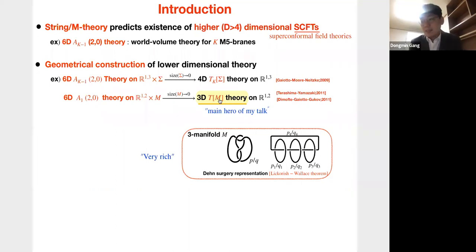Unlike a 2D Riemann surface, the topology of a three manifold is very difficult to visualize, but fortunately there is a very well-known way to visualize a three manifold, which is called the Dehn surgery representation. It is given in this way. To construct a three manifold, we choose some knot or link. Knot means that there is only one component, and if there are several components, I will call it a link. In this case, this is a one component knot, and this is a three component link. For each component of this knot or link, we assign some fractional number, which is called the slope. Then this will give us some three manifold. This is called the surgery representation.